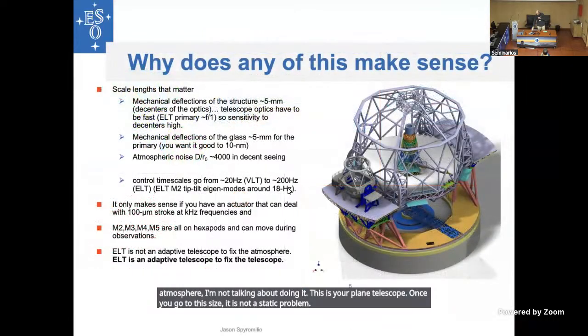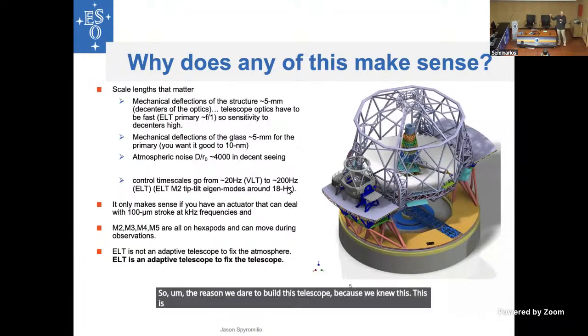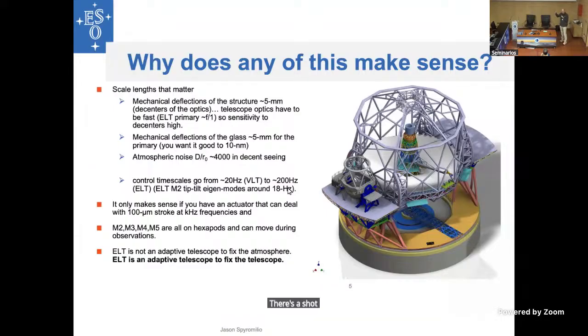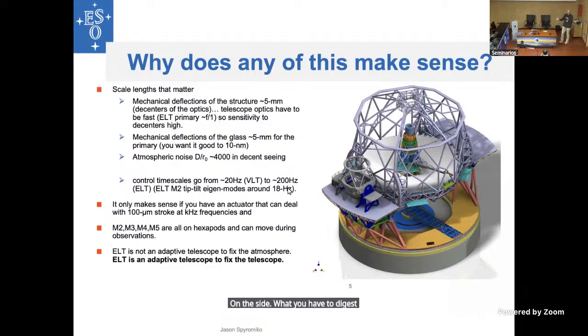So the reason we dared to build this telescope, because this part did not come to us as a shock, is that you are actually dealing with a dynamic problem. The telescope has an adaptive mirror in it, not to fix the atmosphere and make small stars and all of that. That's a side thing you fix for fun. What you have to digest is the entire telescope.